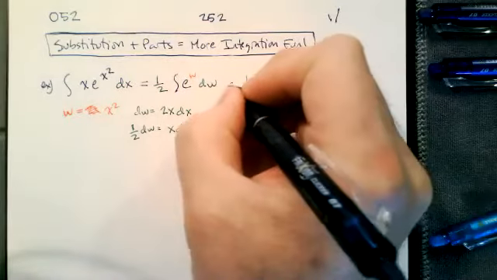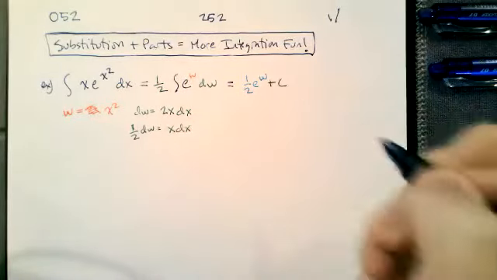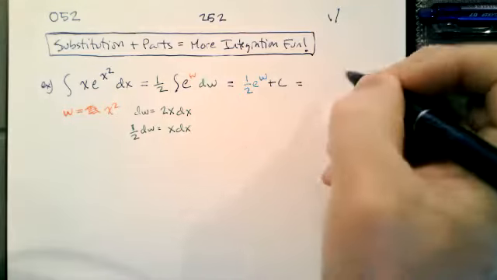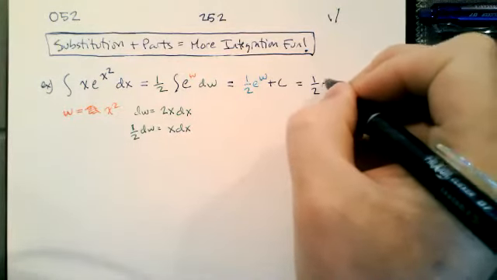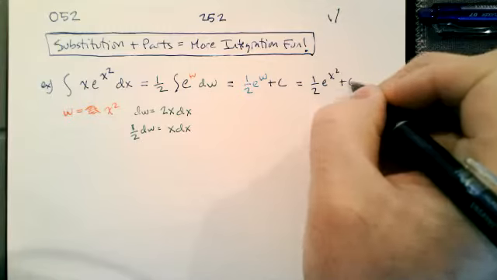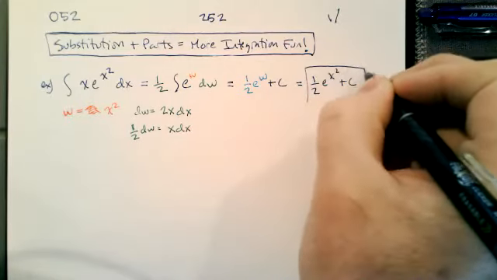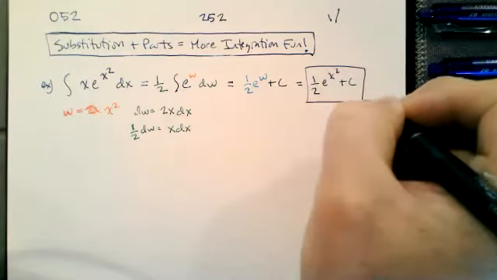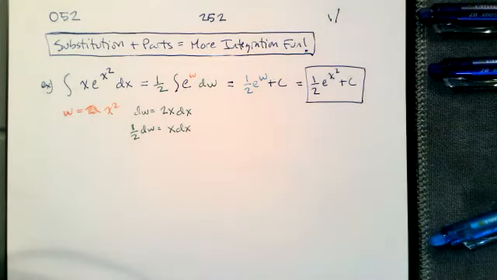Now we can integrate the function in w, and then we can go back to our original variable. So 1/2 e to the x squared plus c. Classic substitution problem. It's one we should all be familiar with.